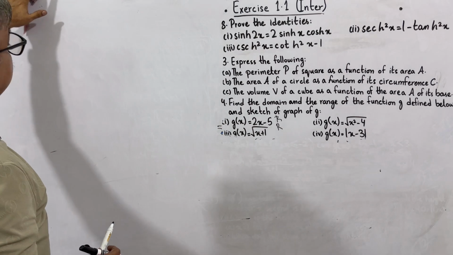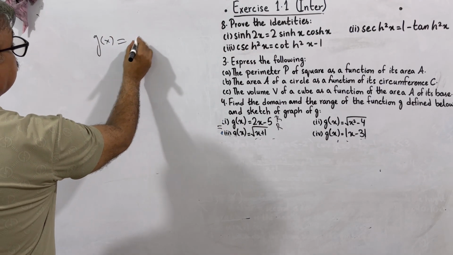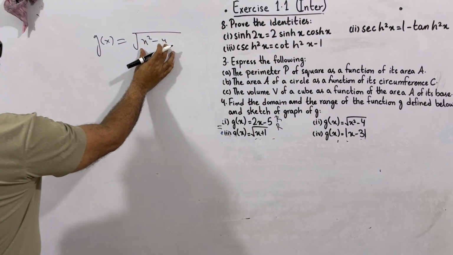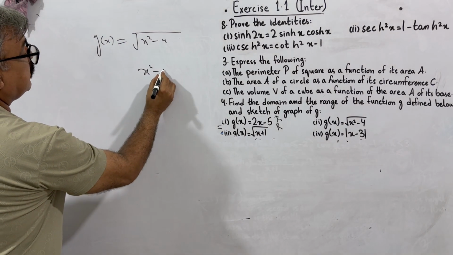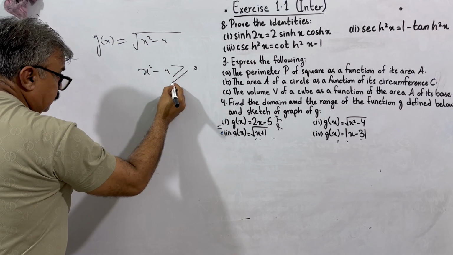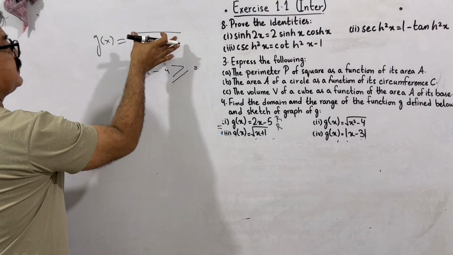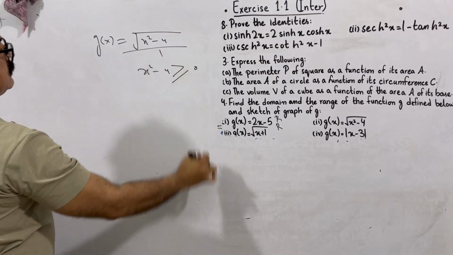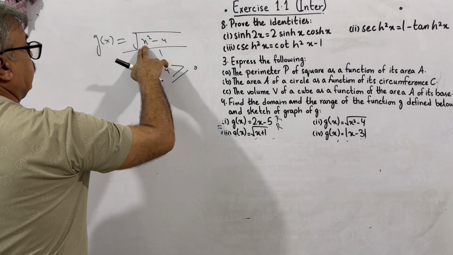How to find its domain? Really very interesting. g of x is equal to root of x square minus 4. In a square root, we need non-negative values, so x square minus 4 is greater than or equal to 0. Why greater than or equal to 0? My function is in the numerator only. In the denominator, there is only 1. That's why it's safe to put x equal to 2 here.